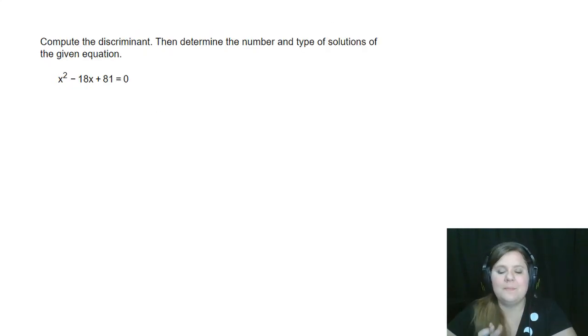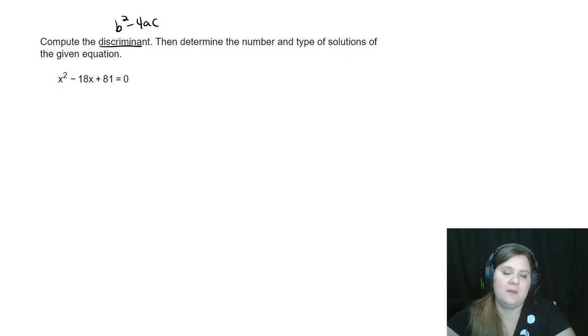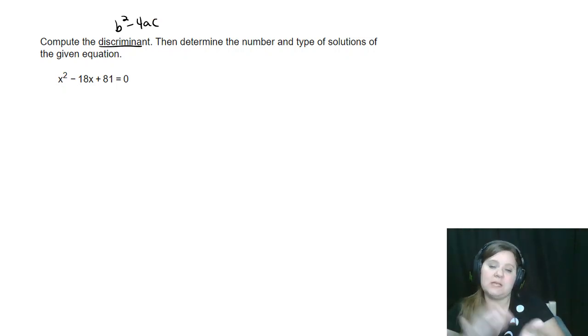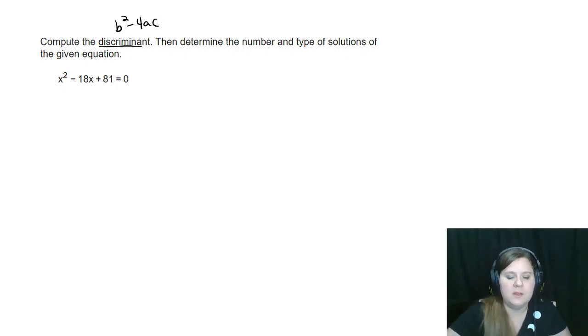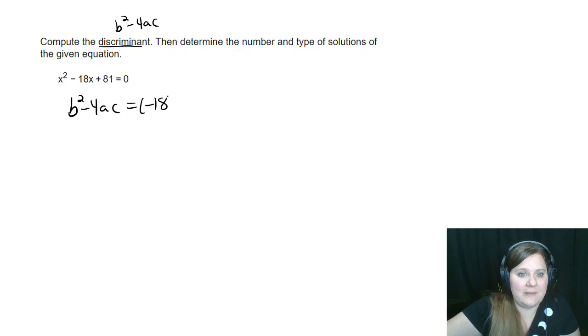All right, let's practice calculating the discriminant. Remember that the discriminant is b squared minus 4ac. That's what's under the square root as part of the quadratic formula. Use the discriminant to determine how many and of what type solutions you have. So here, b squared minus 4ac is negative 18 in parentheses squared minus 4 times 1 times 81.